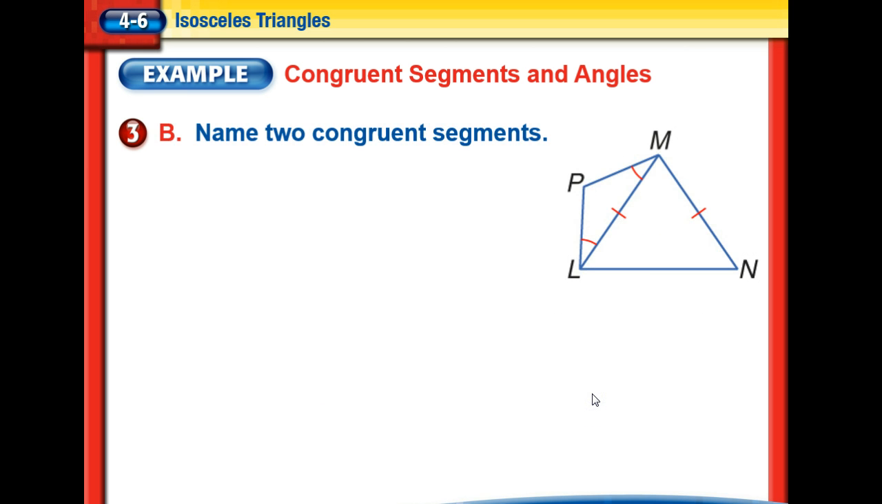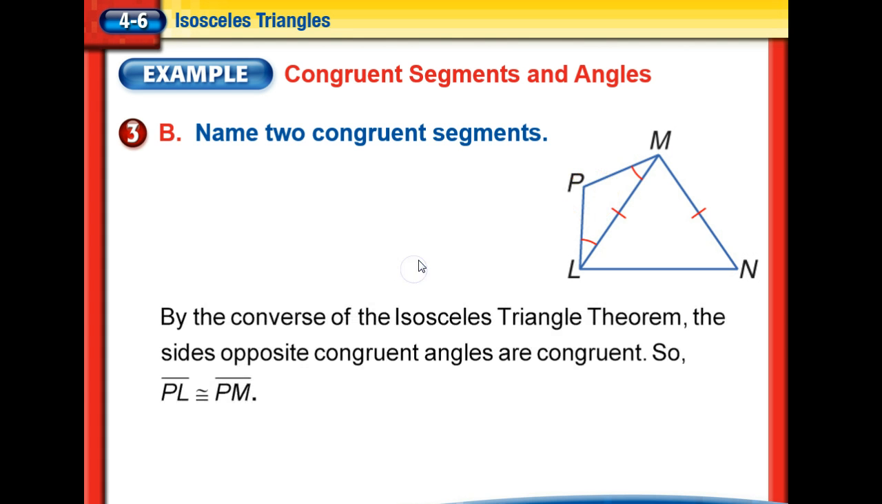Okay, name two congruent segments. Well, based on how they just answered the last question, I already have these two marked, so I'm not going to rename those. But I have this angle and this angle marked congruent. So the side opposite this angle here, at PLM, is PM. The side opposite of this angle at PML is PL. So we'll say that PL is congruent to PM.